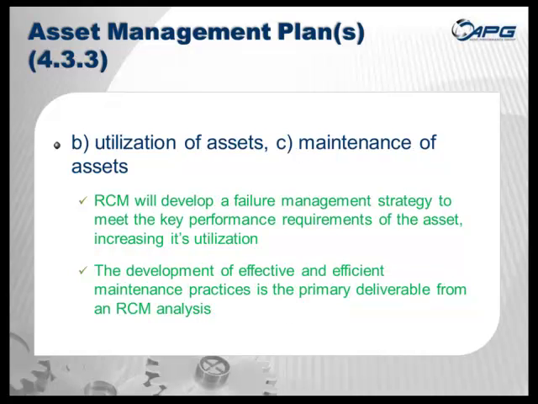Also within the asset management plan requirement, we see section B, which talks about utilization of assets, and section C, which talks about the maintenance of assets. Clearly, without a doubt, the closest connection between this discrete tool, this work identification strategy, and what the PAS is looking for. RCM will develop a failure management strategy to meet the key performance requirements of the asset. And in doing so, it will achieve the utilization requirements of that physical asset. Or, in the case of maintenance, the development of an effective and efficient maintenance program or series of practices will be provided, because this is fundamentally the primary deliverable from an RCM analysis. So a very solid connection between RCM as a tool and an asset management plan strategy.